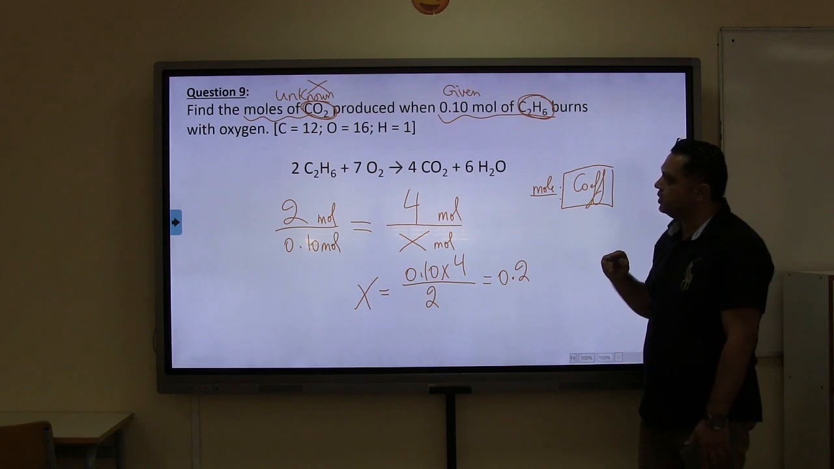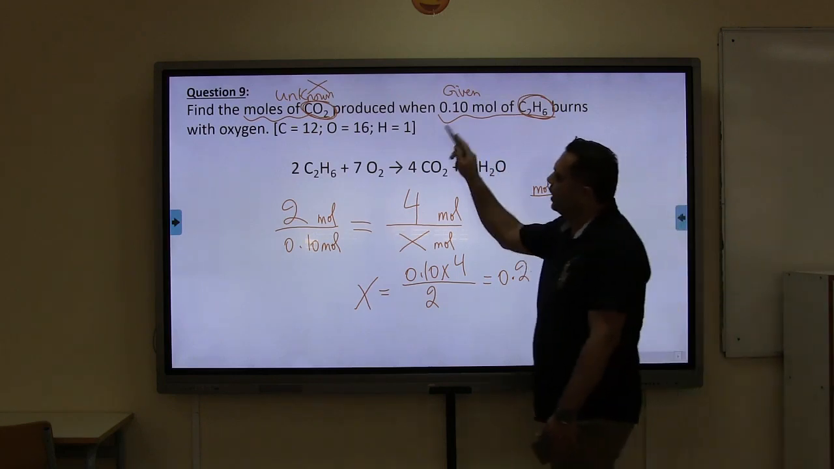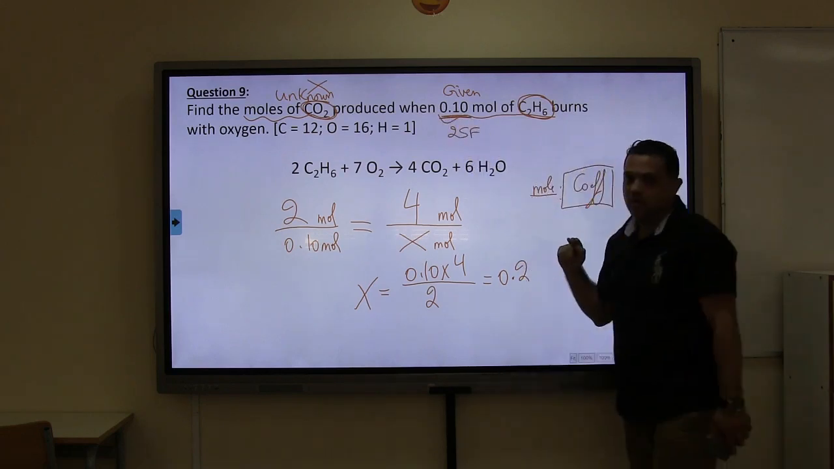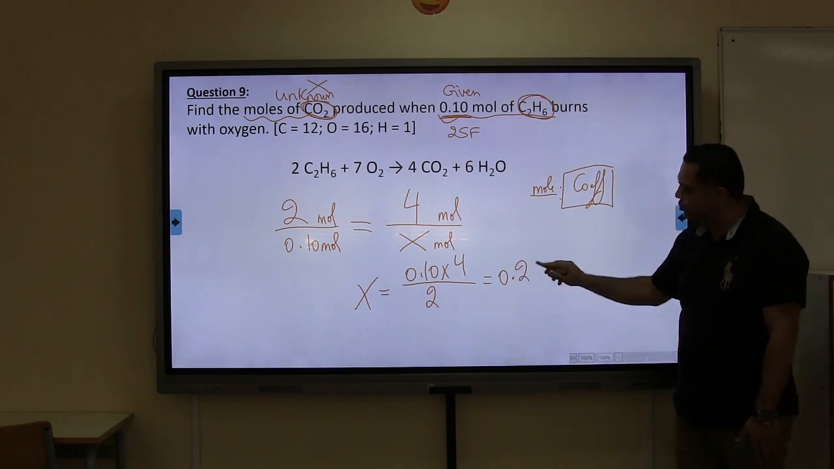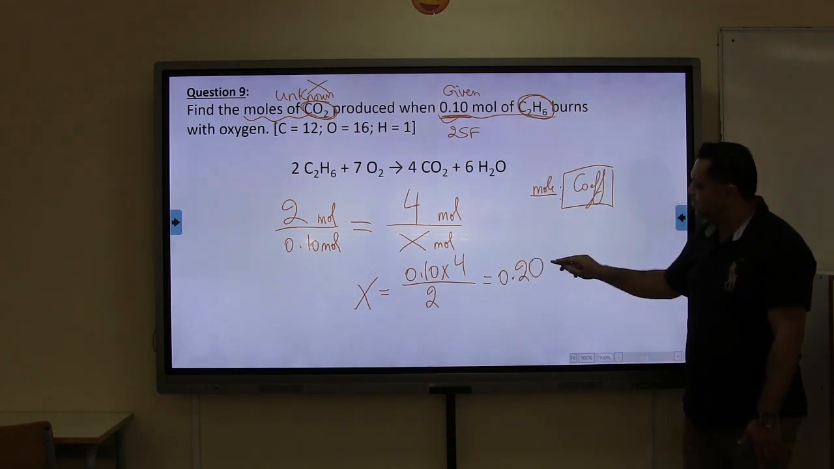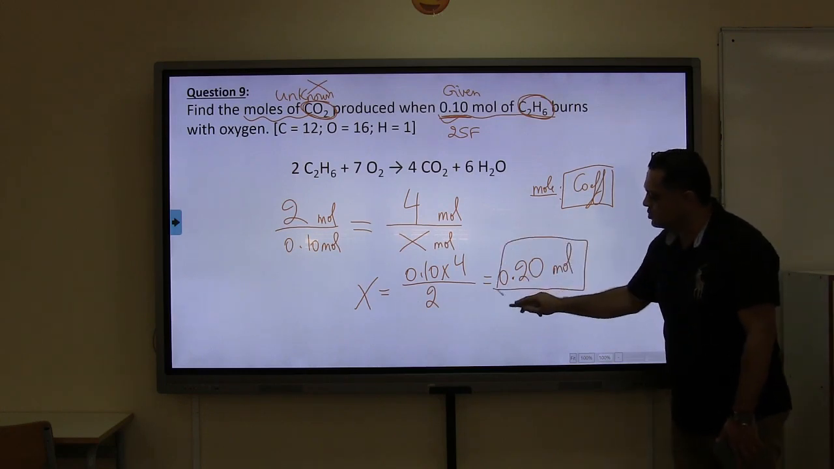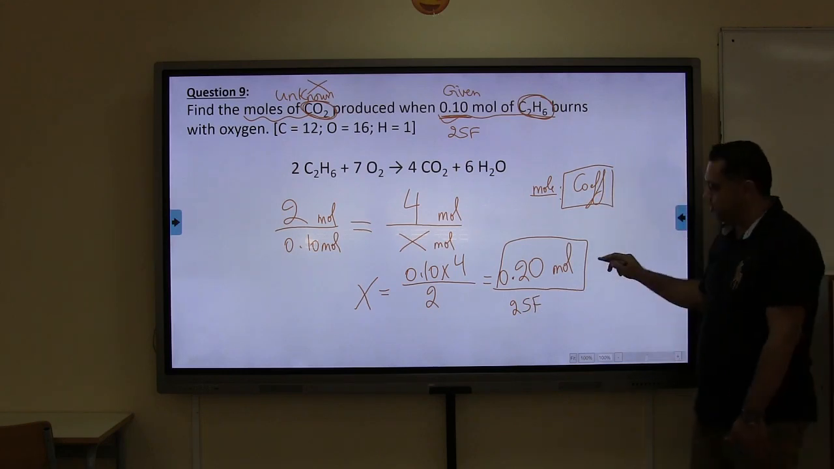I need to pay attention here. 0.2 is one significant figure, while here 0.10 is two significant figures. So I need, of course, to adjust my answer. It should be 0.20 moles, and now my final answer is to two significant figures, and it will match the given, and it will be okay.